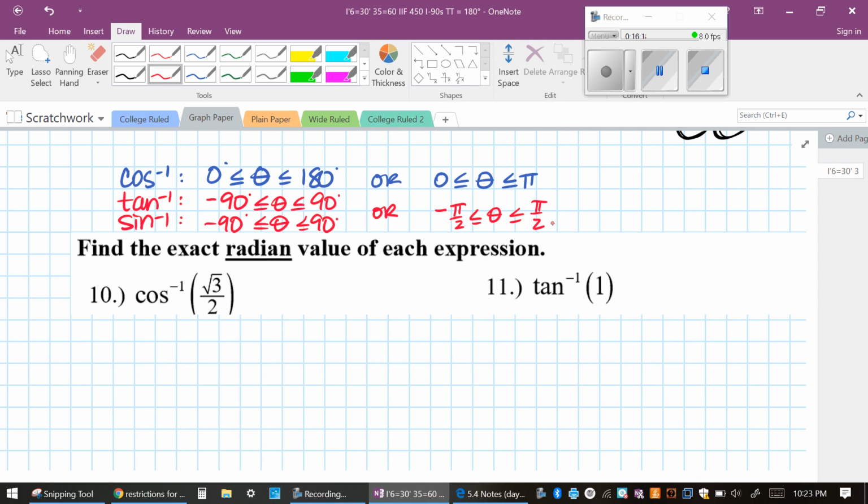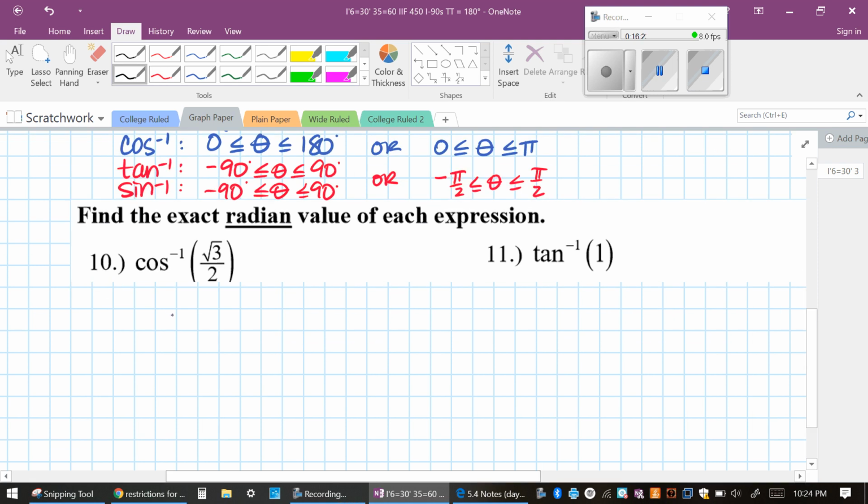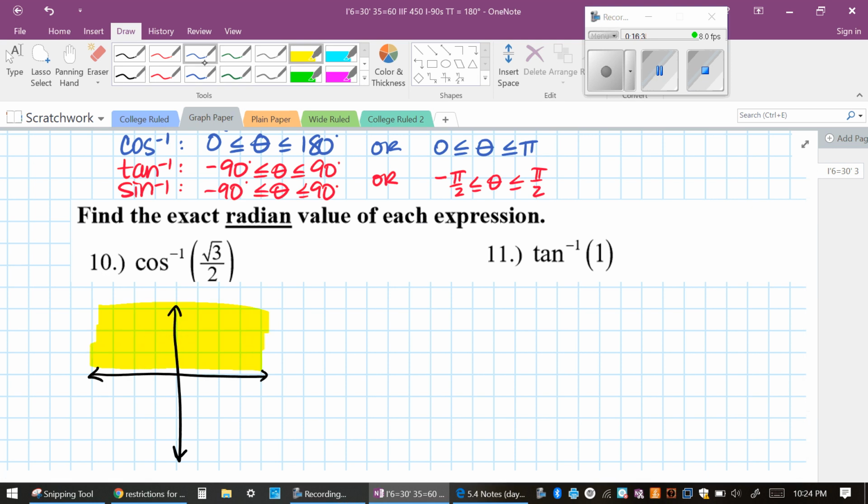Okay, now cosine inverse. If you look at number 10, they're asking me to find the cosine inverse of root 3 over 2. So cosine inverse is restricted to quadrants 1 and 2. What we need to figure out is, well, they gave me a positive ratio, so would it be quadrant 1 or quadrant 2?